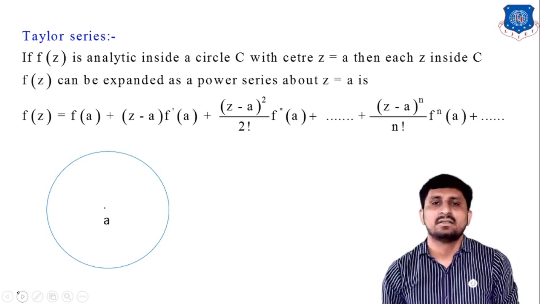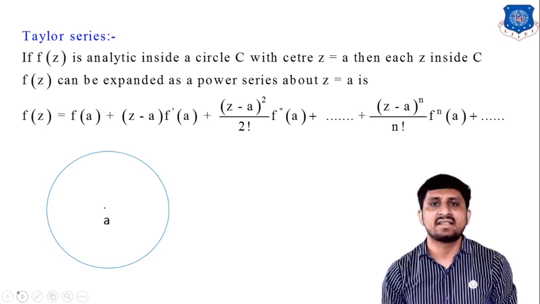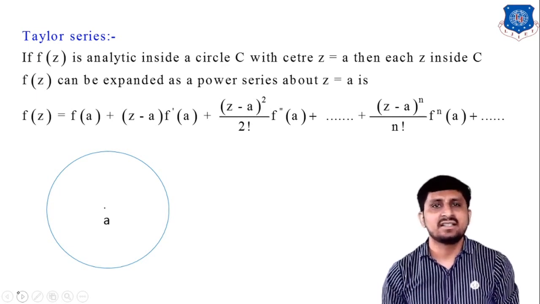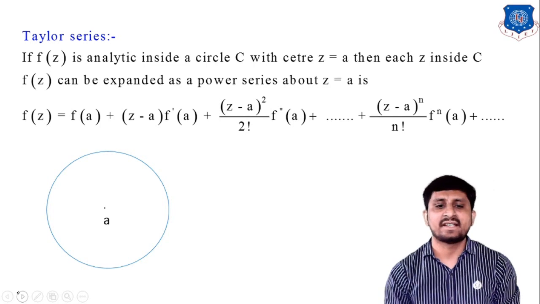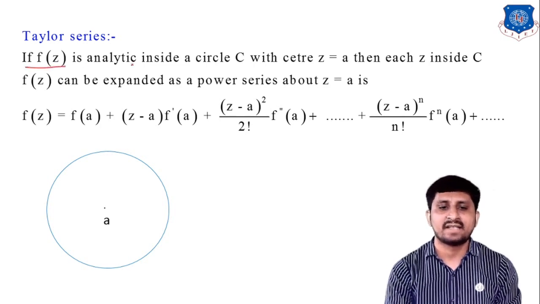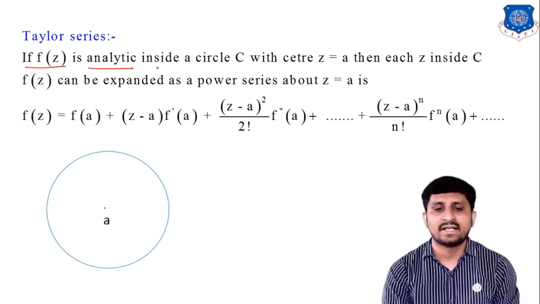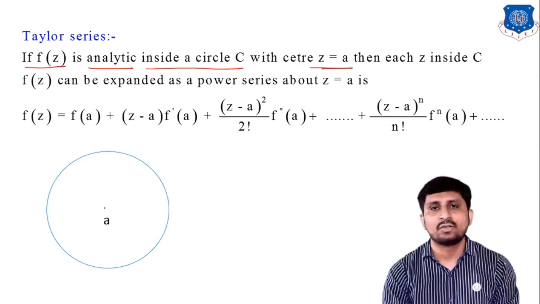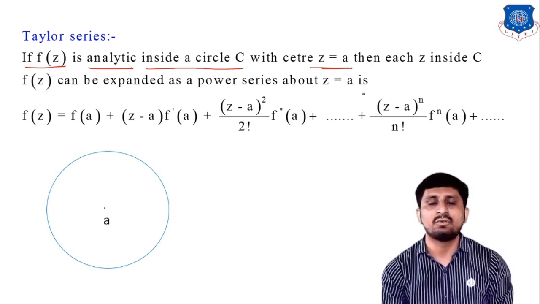So here is the next topic of this chapter. The second topic is Taylor series. You already studied Taylor series, but for real numbers. Here you have to study Taylor series for complex numbers. If f of z is analytic inside a circle C with center z equal to a, then for each z inside C, f of z can be expanded as a power series about z equal to a.